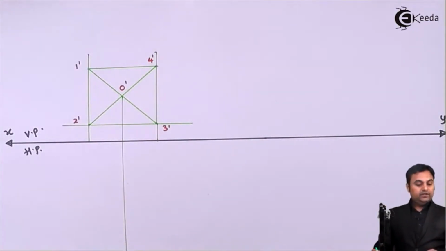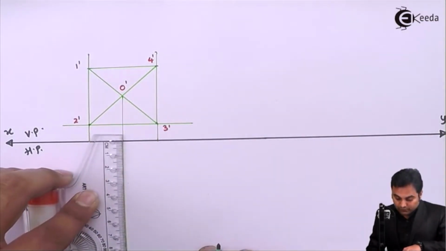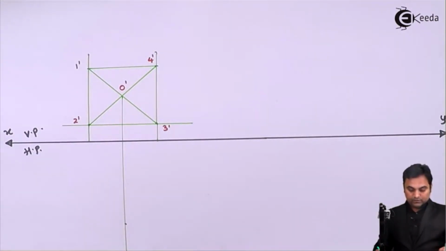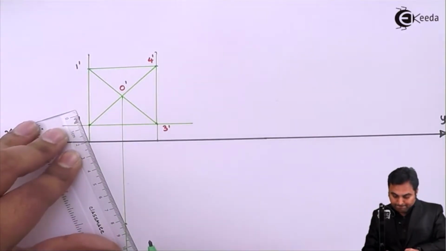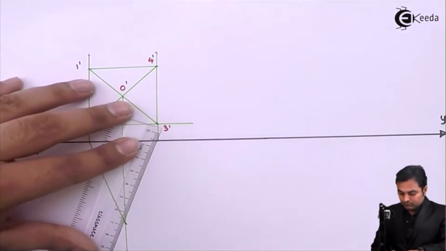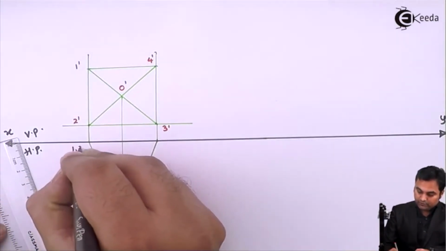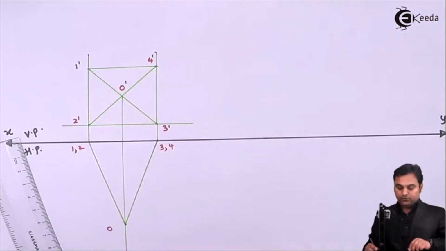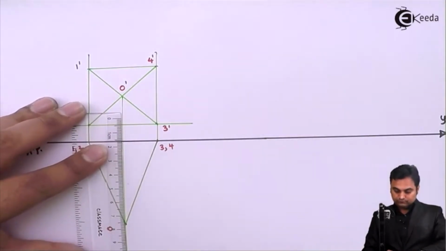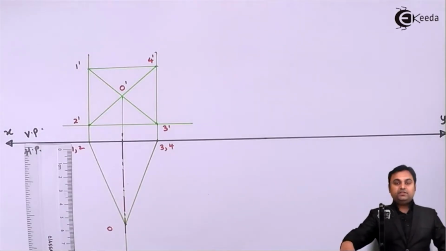Now the height of the axis is 60 mm given. So I'll be marking 60 from here and joining the slant edges to complete the pyramid. These are points 1, 2 and 3, 4. This is point O. Here there is an apex. Now this is the initial condition.